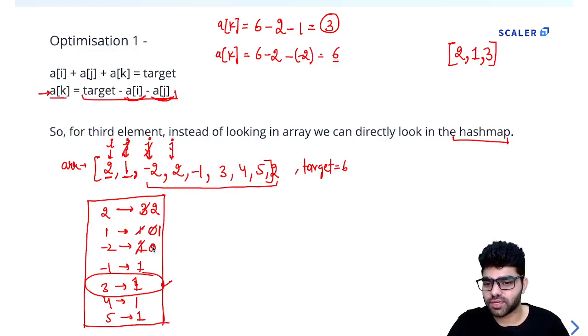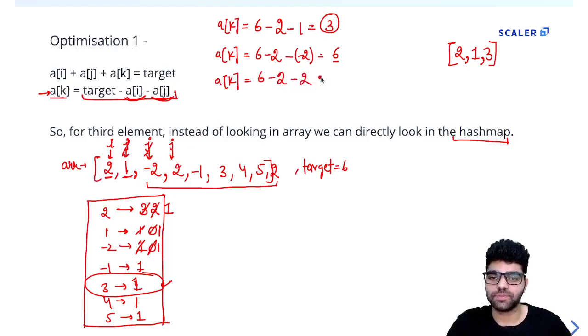Now -2 is free. Increase the frequency of -2 and decrease the frequency of 2. Alright. Again the third element. The value of the third element should be 6 minus 2 minus array of j. Again 2. So I'm looking for 2.